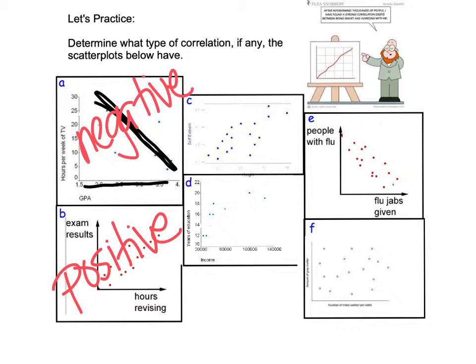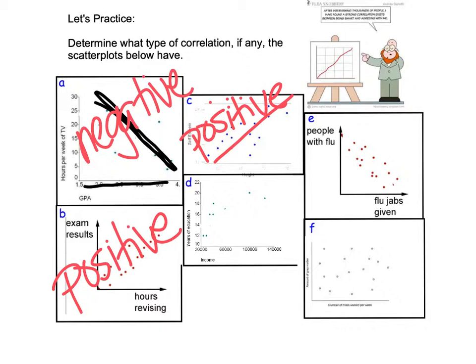Letter C is your height and your self-esteem. And this is actually interesting. I heard this was kind of true. The taller you are, the more confident you might be. Not always true. I know some very confident short people, but there seems to be a general relationship there, and it's a positive one, that the taller you are, the more self-esteem you might have, just because you're towering over people and making them feel bad for being small.